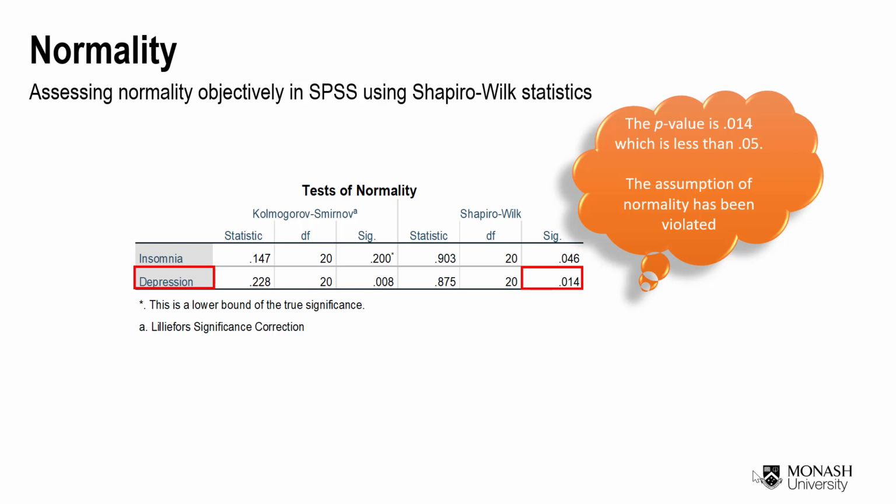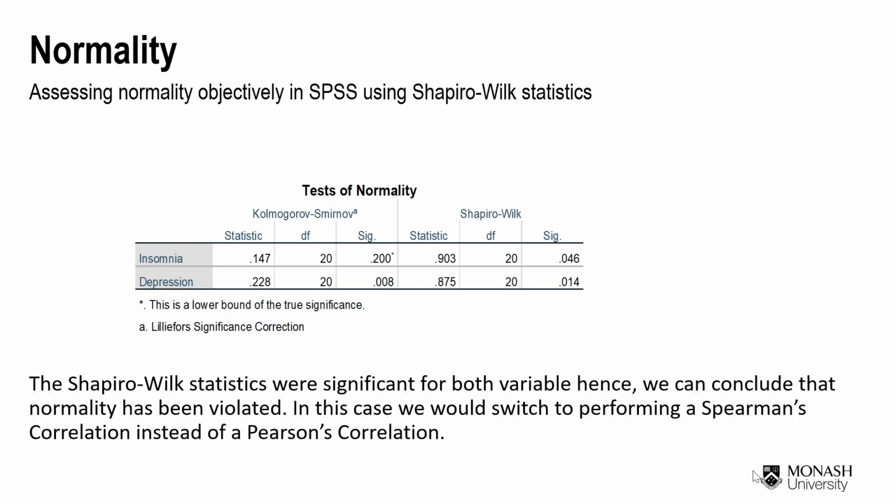For depression, the p-value is 0.014, which is also less than 0.05. Therefore, the assumption of normality has also been violated. The Shapiro-Wilk statistics are significant for both variables. Hence, we can conclude that normality has been violated.